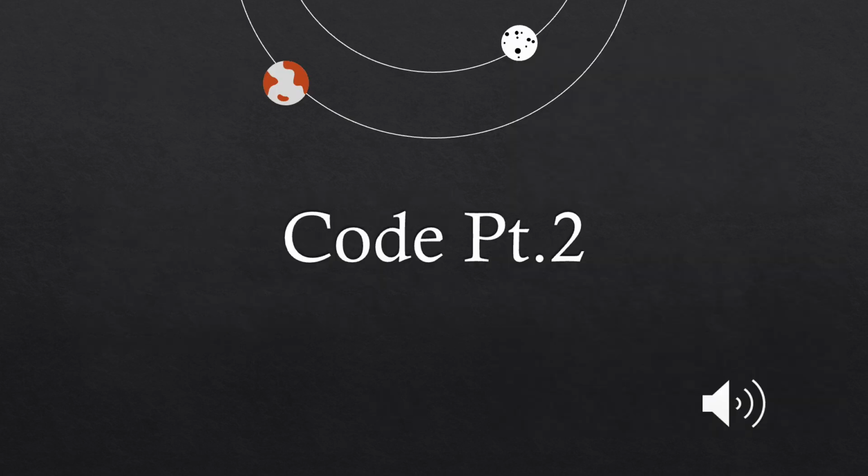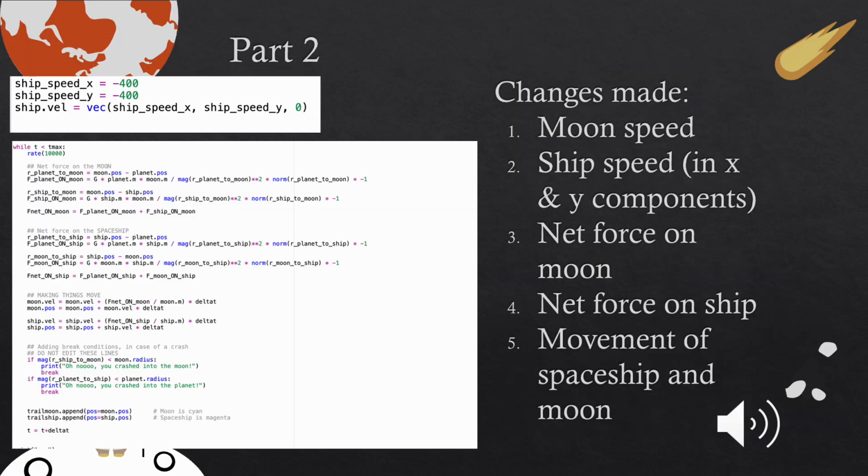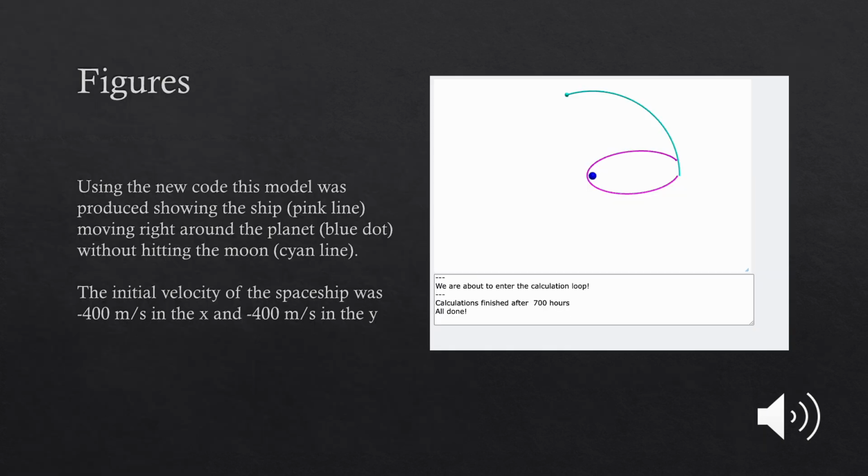Now we will get into the second part of this experiment. Here we altered the starter code: we changed the moon speed, the ship speed, the net force on the moon, the net force on the ship, and the movement of the spaceship and the moon. I had to play around with the ship speed here to get the shape that we will be looking at in the upcoming slides. So yeah, here's the shape that we yielded.